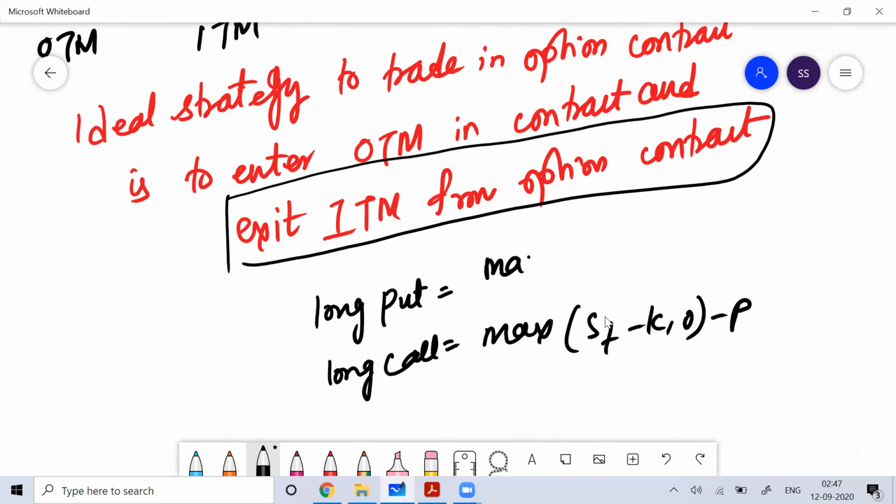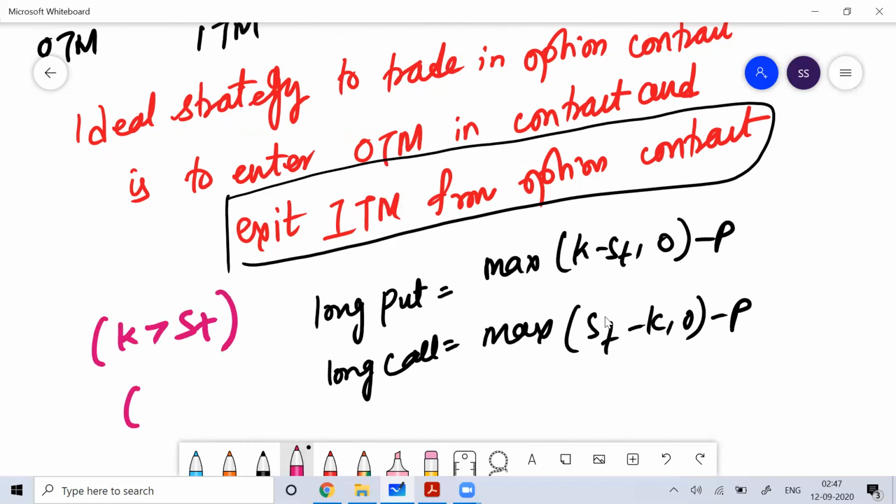Here the formula is max of (K minus ST, 0) minus P. By looking at this, you can understand when you will exercise the option contract: in the case of a put option, when K is more than ST, and similarly for a call option, when ST is more than K. Here ST means the final stock price. So S and ST, don't get confused with that terminology, both are synonyms. So ST more than K means this is in the money. Are you getting me? So this is in the money.